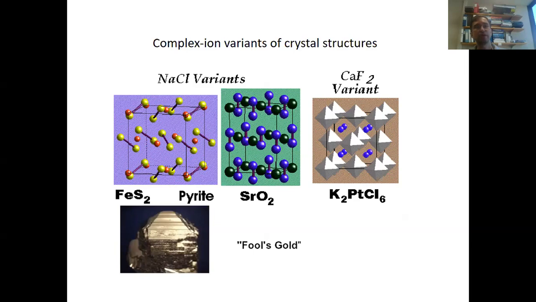So there are complex ion variants for sodium chloride. So for instance, pyrite, also known as fool's gold, the composition FeS2. So we actually have S2 2- anions. And you see the unit cell of this crystal structure here. So you see that the iron atoms, they make the cubic close-packed structure.